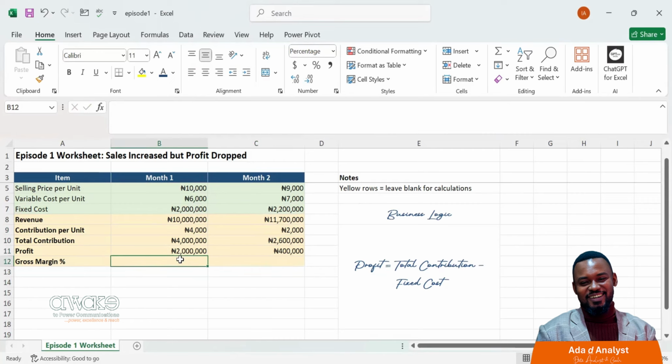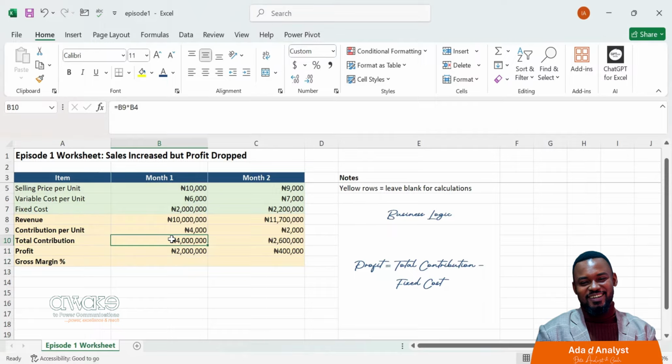Now let us look at our gross margin. Our gross margin is in percentage. Our gross margin will be total contribution, right? This total contribution, because remember the gross margin is what? We say gross margin is a percentage of revenue the business keeps after paying the direct cost of the product. After paying the direct cost. So we have removed variable costs from our contribution per unit. That gives us our total contribution, right?